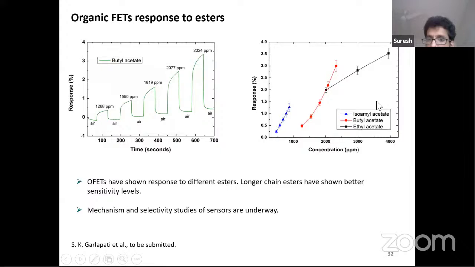Again, we can see isoamyl acetate, butyl and ethyl esters. All these three molecules can also be detected using this organic device concept.